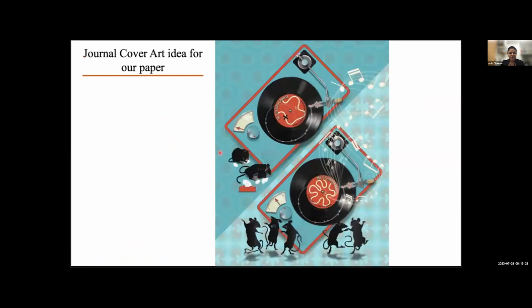Based on our summary, we had a journal cover art idea for our paper, where we show that loss of loops leads to lower volume of Ets1, making the mice fall sick. But whenever the hyperconnected region is intact, it increases the volume of Ets1, and the mice are all happy and dancing.